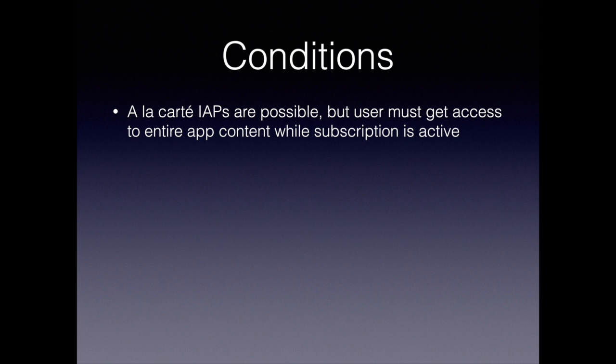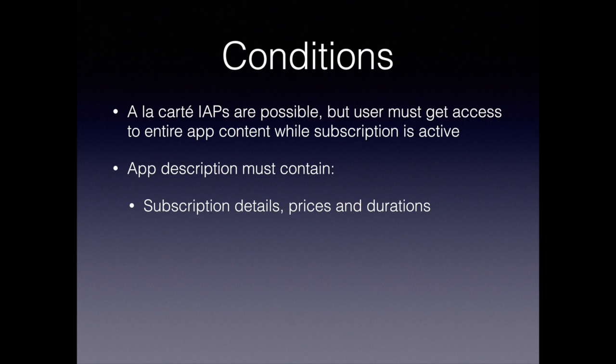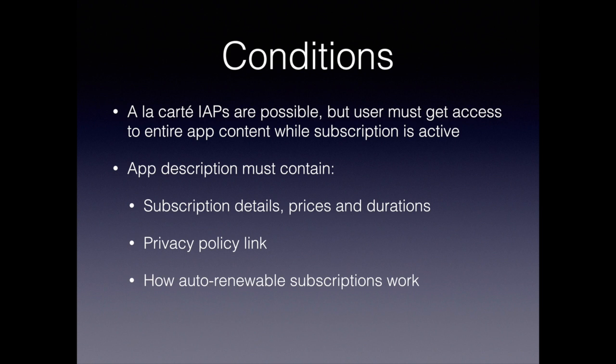And the second thing is there's quite some work you have to do with your App Store description. There need to be details about what the subscription entails, what features the user gets when he subscribes, what the different durations are and what they cost. You need to have a link to the privacy policy, and you need to have a privacy policy. And you also need to have quite some extensive text on how auto-renewable subscriptions work.